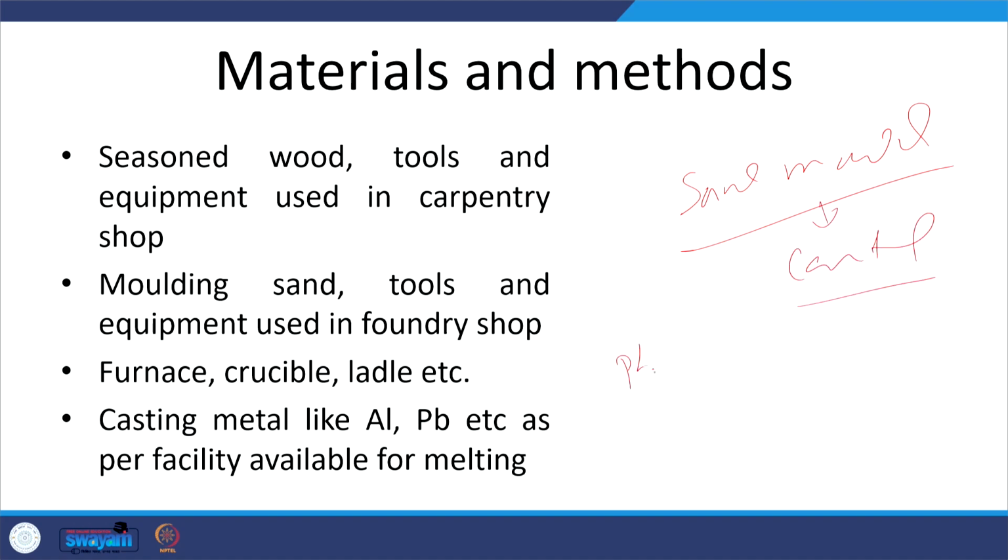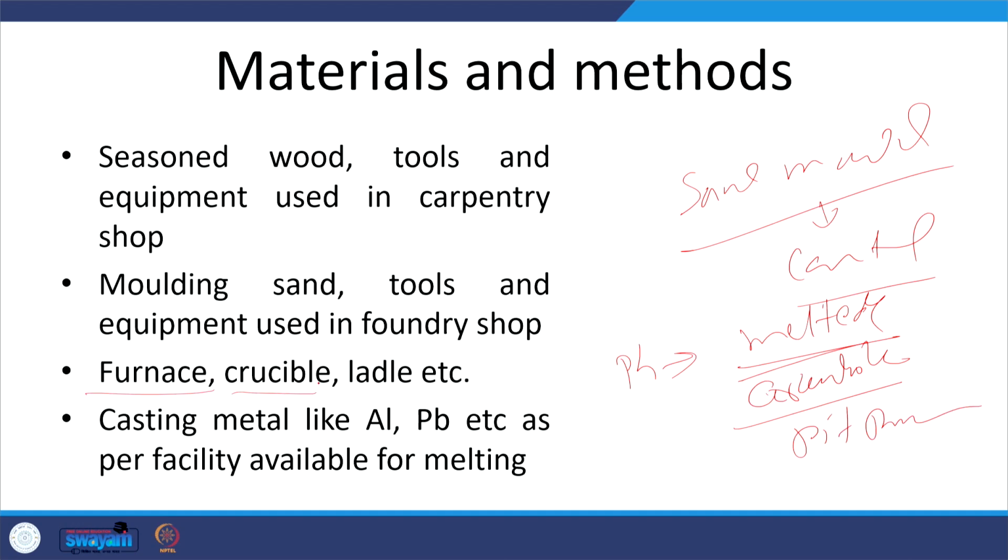Then the lead will be used as a metal, and then there will be melting of the metal in the crucible, a suitable graphite crucible, using a pit furnace. Once we have the molten metal, then with the help of the ladle, the molten metal is transferred and poured into the sand mold that has been prepared.